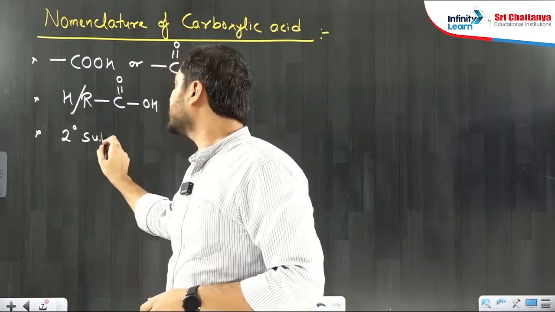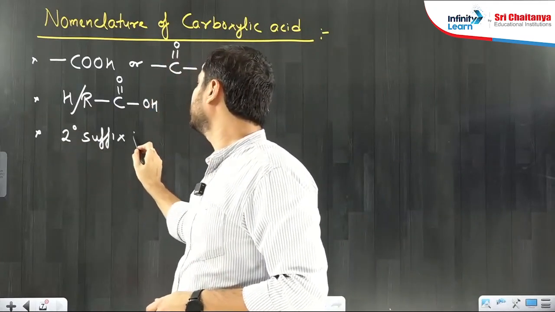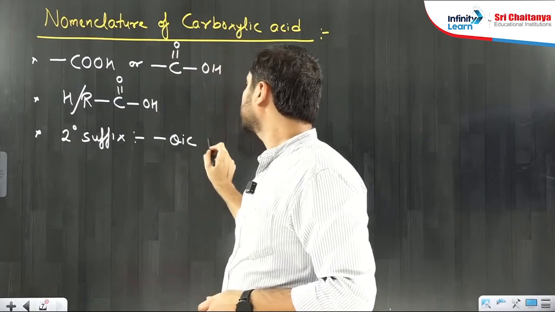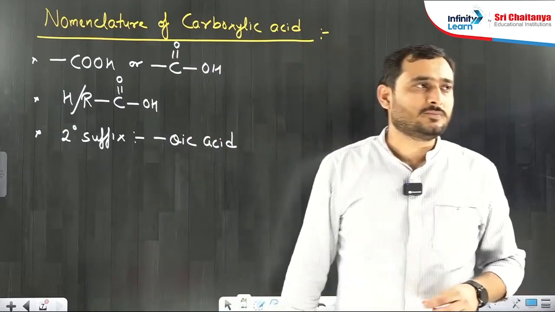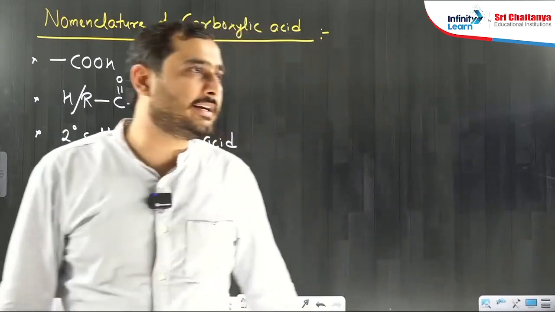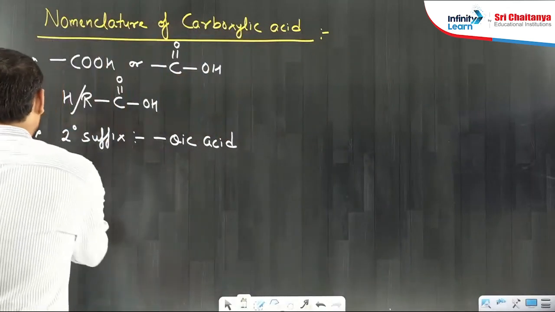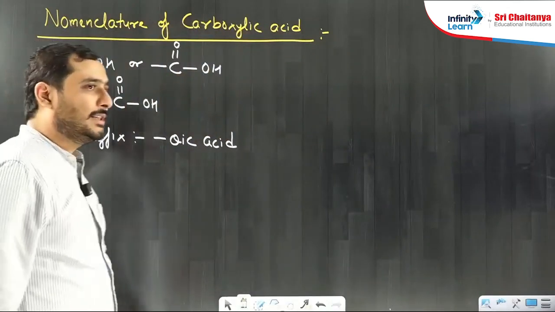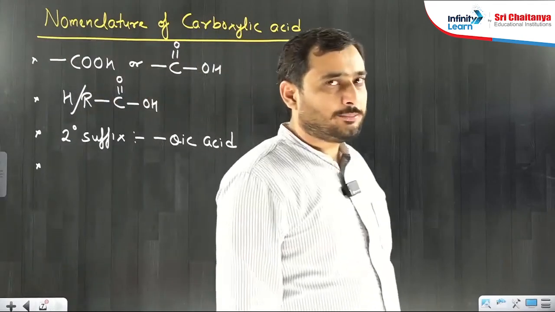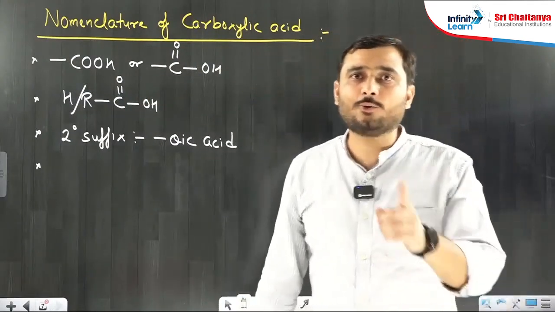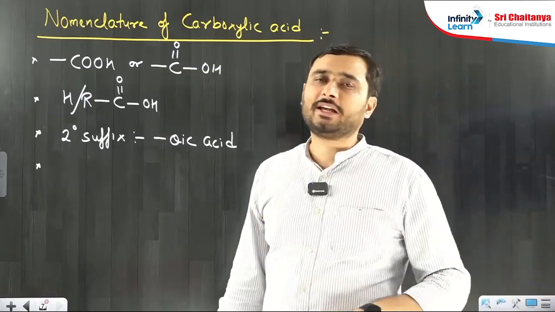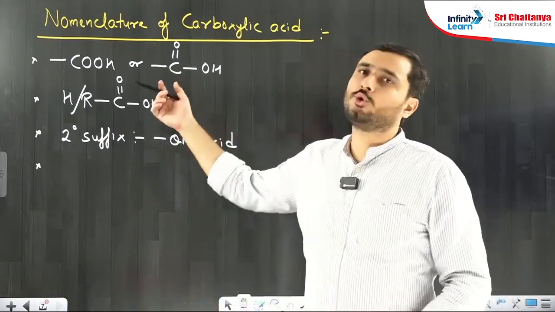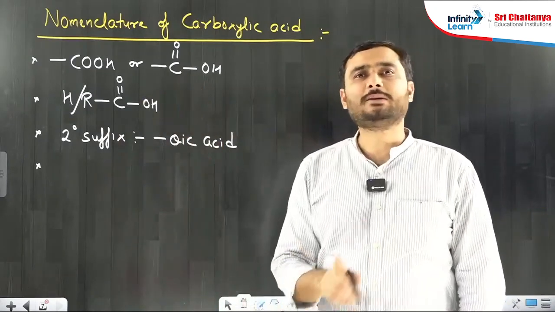And what is the secondary suffix used for carboxylic acid? The secondary suffix used is oic acid. What is the secondary suffix used? Oic acid. Clear? Now next very important point: the carbon of carboxylic acid, COOH, is included in the parent chain. Whenever we are selecting the parent chain, the carbon of this COOH is included in the parent chain.